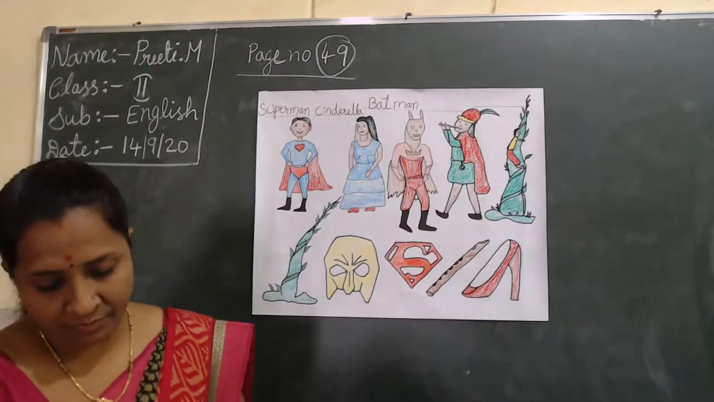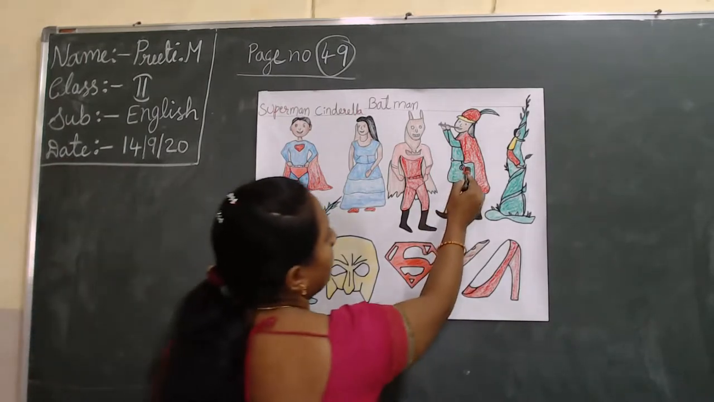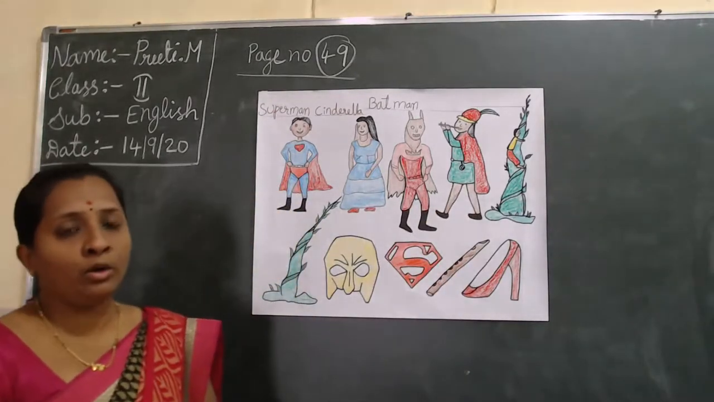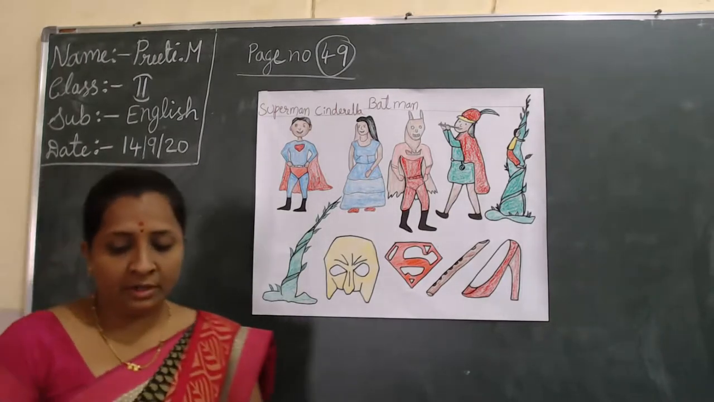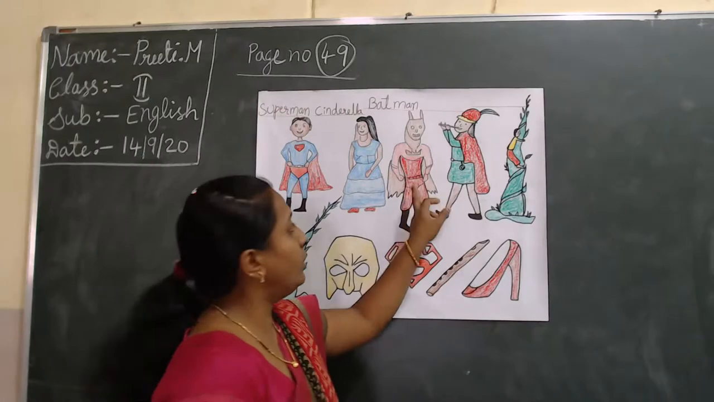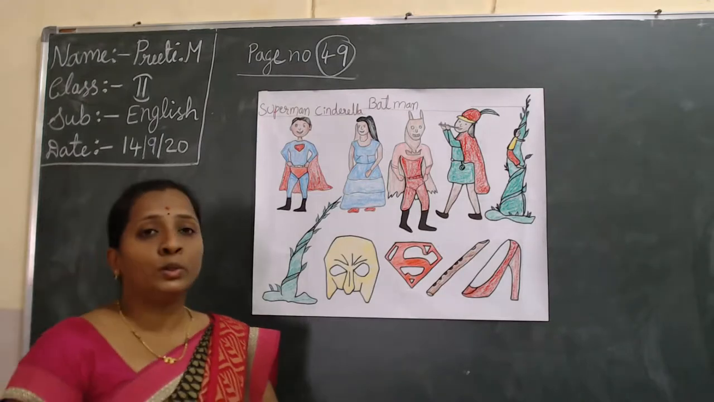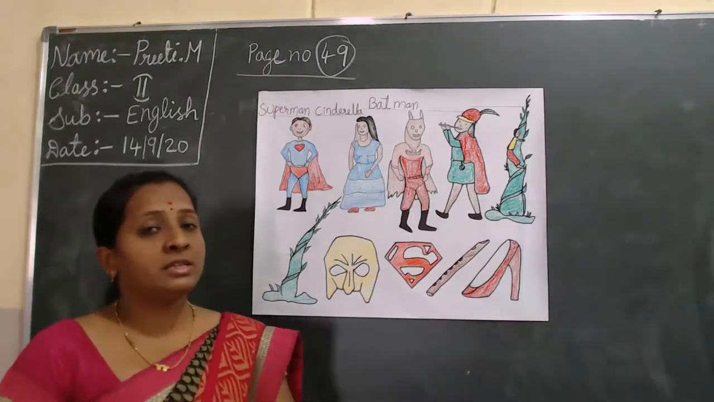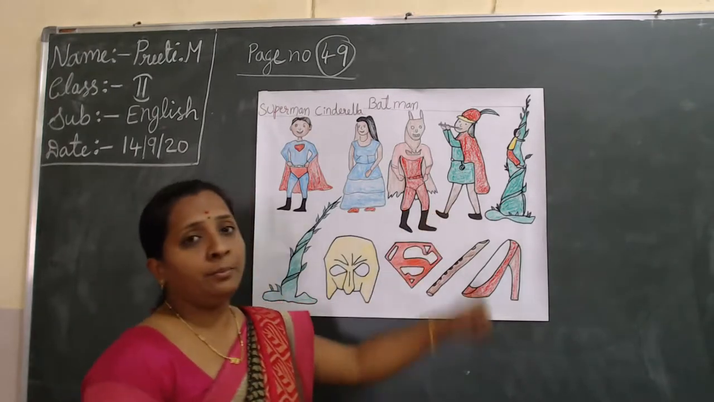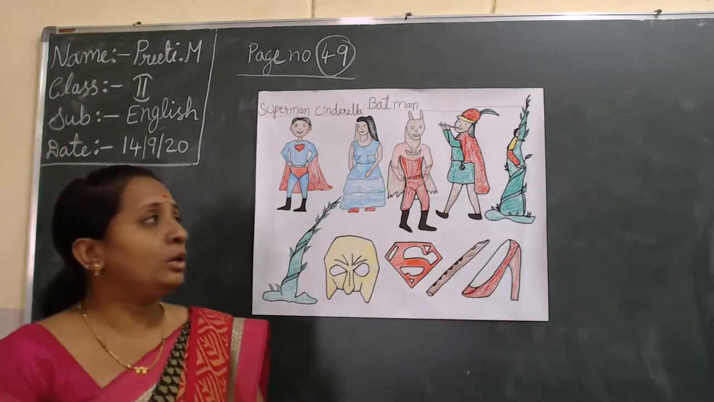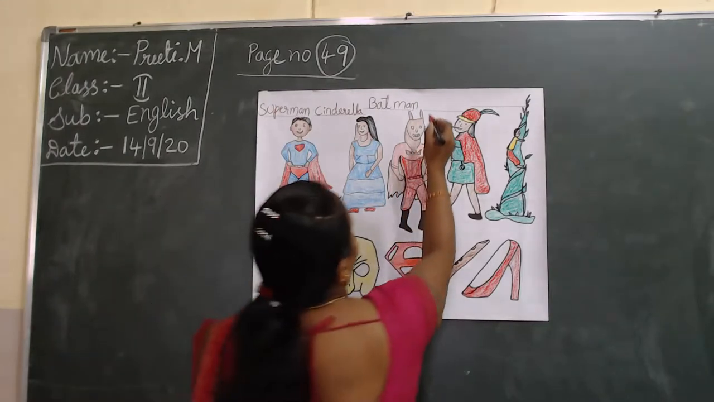Who is he? The next character is the Pied Piper. I'll tell you about the Pied Piper, children. He is one of the characters mentioned in a poem. He blew the flute to run out the rats in the city. In that poem, this boy's name is mentioned. He blew the flute to run out the rats in the city, children. He is the Pied Piper.